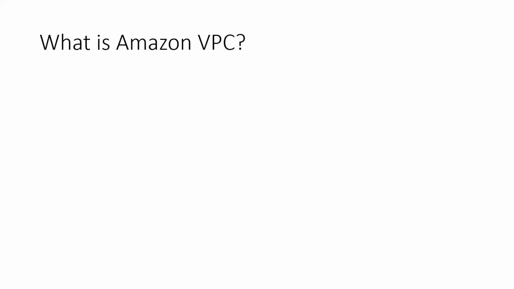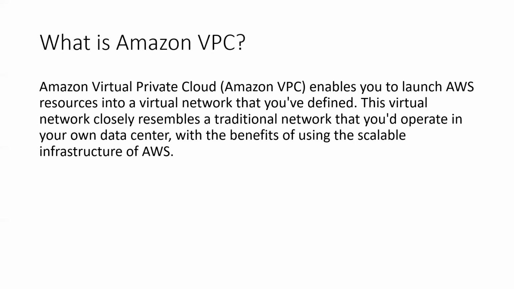So what is Amazon VPC? I actually got this from the Amazon website itself. I'll explain what it is. Amazon VPC enables you to launch AWS resources into a virtual network that you have defined. This virtual network closely resembles a traditional network that you would operate in your own data center with the benefits of using the scalable infrastructure of AWS.